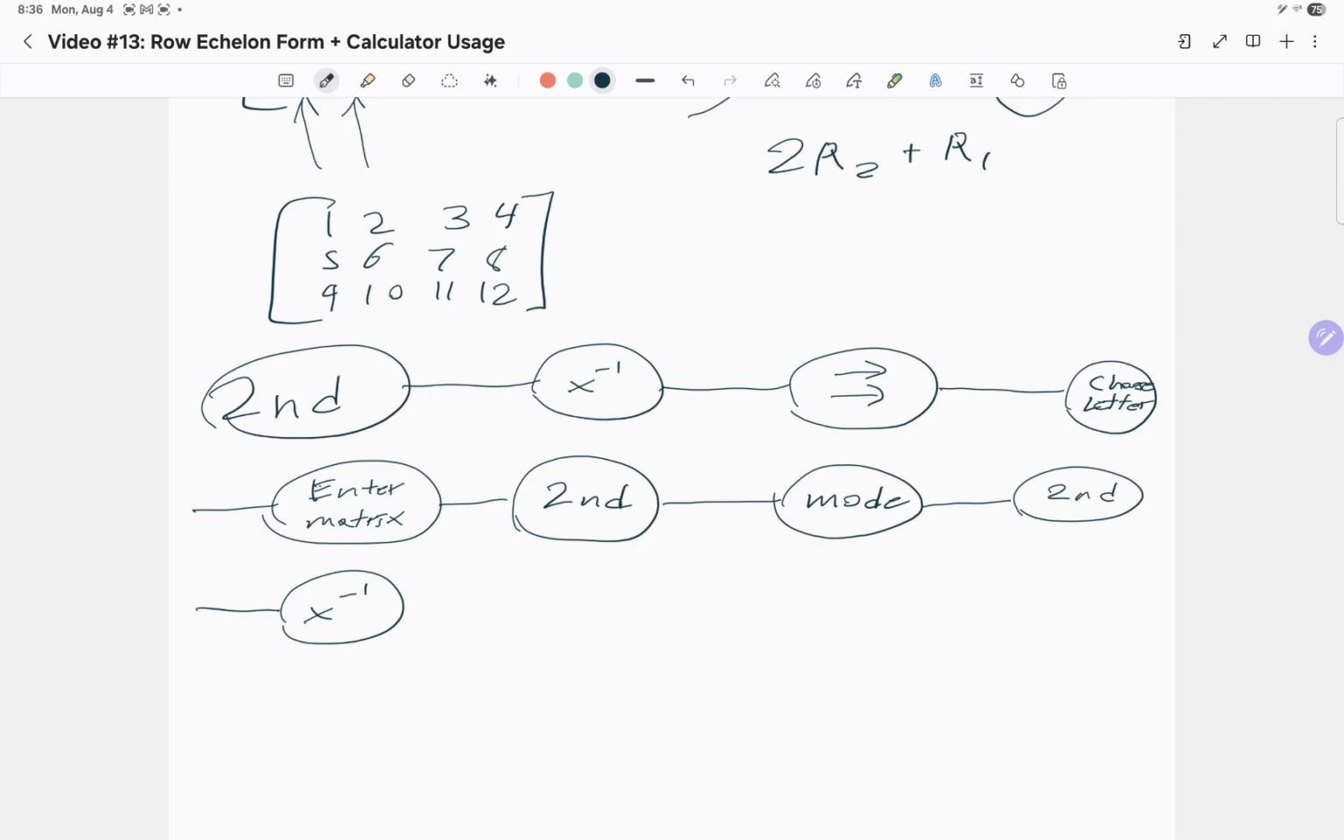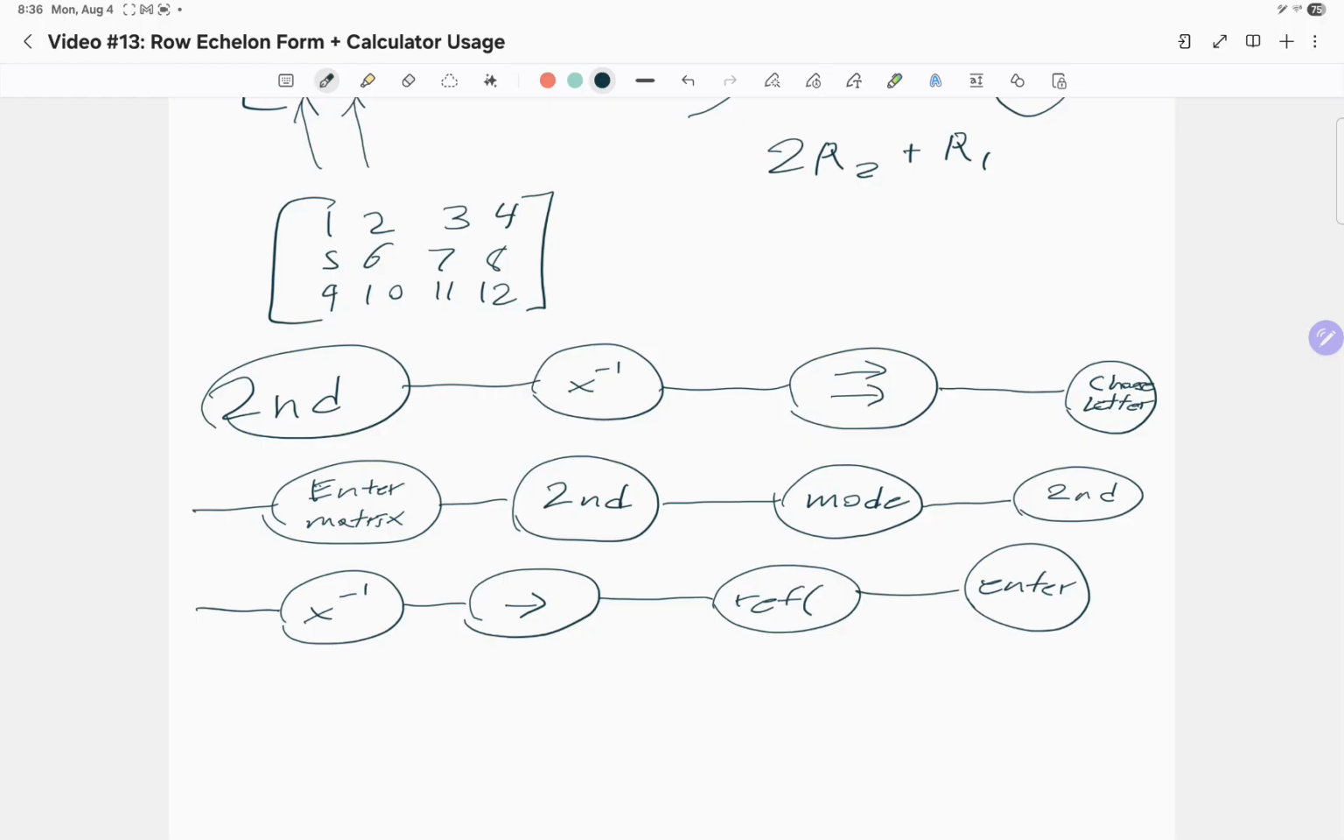Now once we're back here, we're going to do 1 arrow to the right because we're going to do math. You should be in the math tab now. And we want to scroll all the way down until we see REF open parenthesis. This, if it isn't apparent, stands for row echelon form. So this helps us find the row echelon form of a matrix. So once we get to this, we're going to press enter. And that gets us back to our main screen of the calculator.